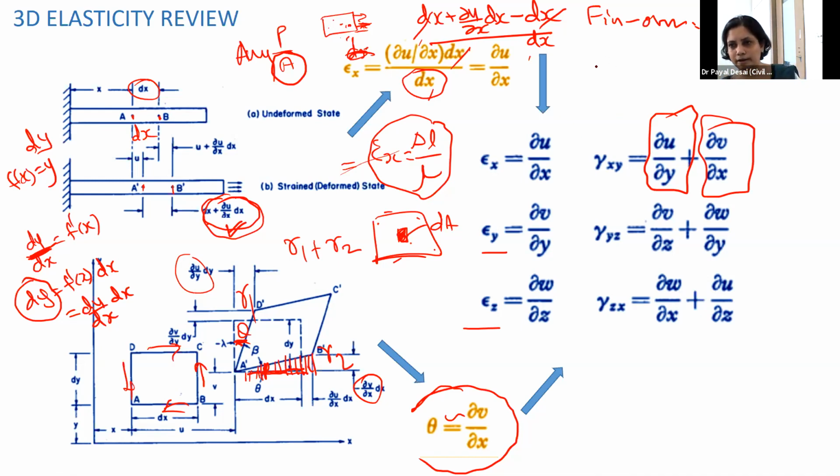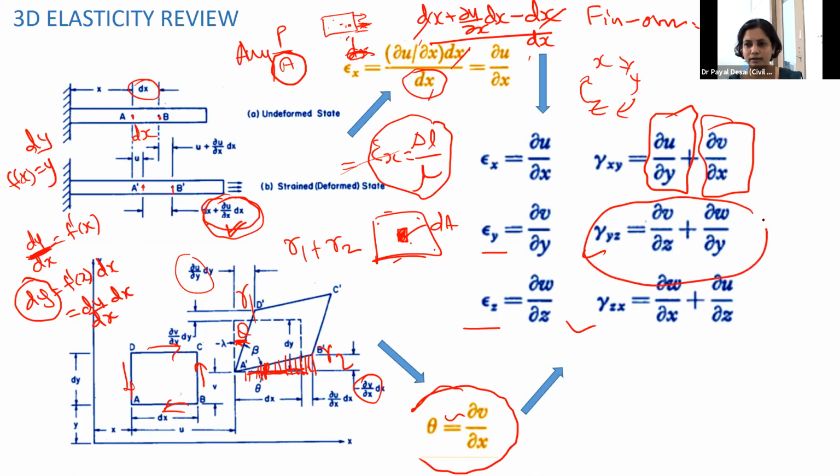Similarly, you may write with the cyclic notation. You may end up writing x, y and z. Wherever you have x, you put y. Wherever you have y, you put z, and wherever you have z, you put x. And with the cyclic rotation, you may get the other components also, that is gamma yz and gamma zx. So according to plate theory assumptions that we have been discussing, these 2 components we are making 0, because in the plate theory, as we just discussed, gamma yz and gamma zx, these shearing strain components, are 0.